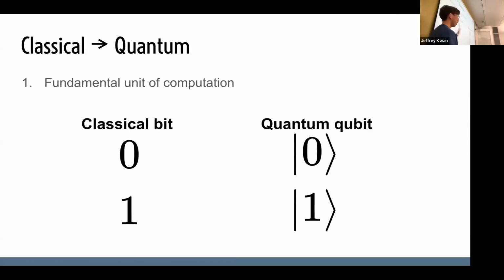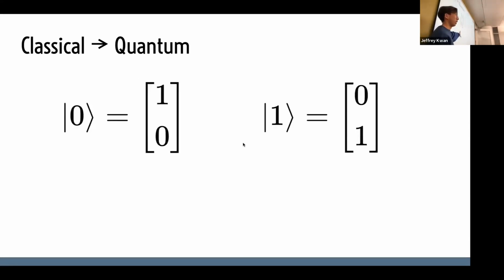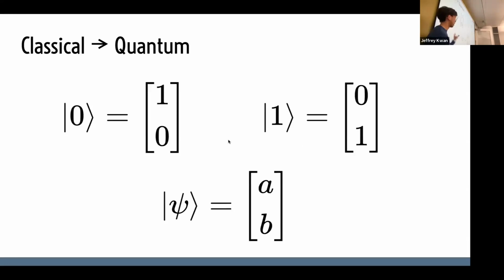Anyway, the basic fundamental unit of computation for classical computers are zeros and ones, right? But in quantum, you have something analogous called a qubit, which is kind of like a 0 and kind of like a 1. But in fact, these qubits are just vectors. So this is what a 0 would look like, and that's what a 1 would look like. But the thing about qubits is that you can have something in between, that's neither a 0 nor a 1.